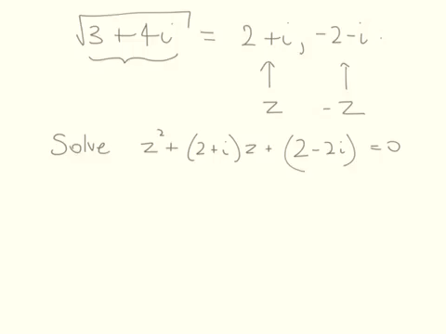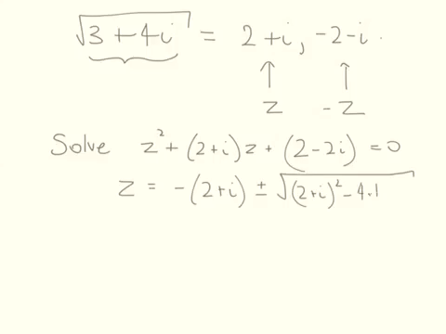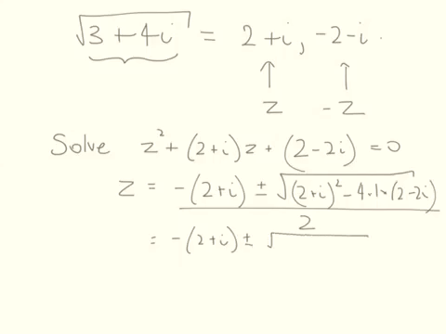So if I've got the equation there, adapting the quadratic formula, then z will equal minus b plus or minus the square root of b squared minus 4ac, all over 2a. Simplifying that, minus 2 plus i plus or minus the square root of 12i minus 5, all over 2.